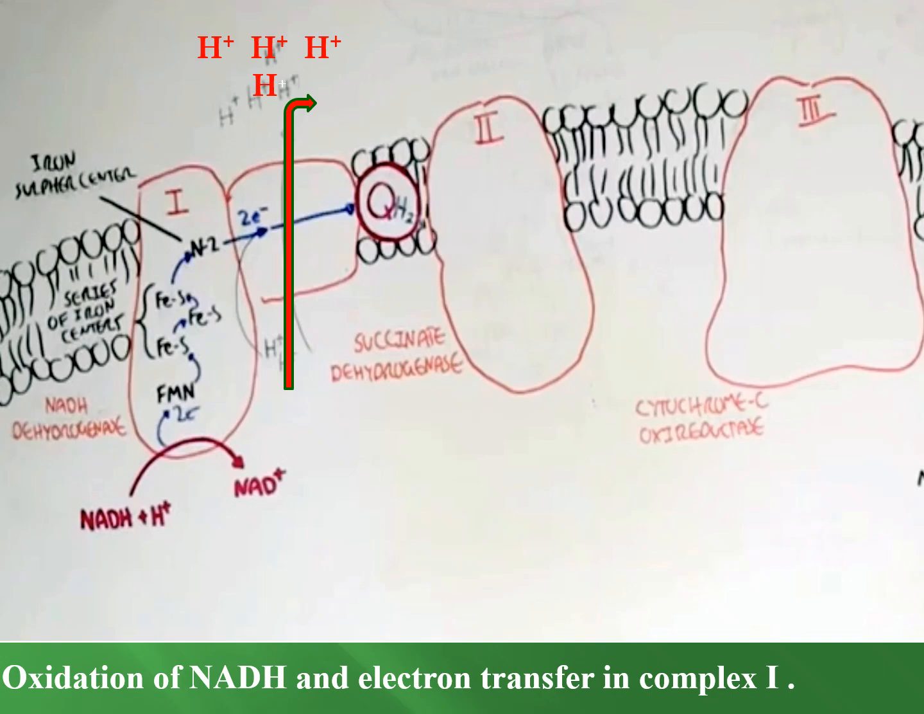So now again more in detail. Here you see complex 1: NADH is oxidized to NAD plus. The electrons which are being released are taken up by electron carriers, that is FMN and iron sulfur centers, and these electrons are taken up by ubiquinone. And here you also see this red arrow gives the information about the transport of H ions from the matrix of the mitochondria to the inner membrane space.